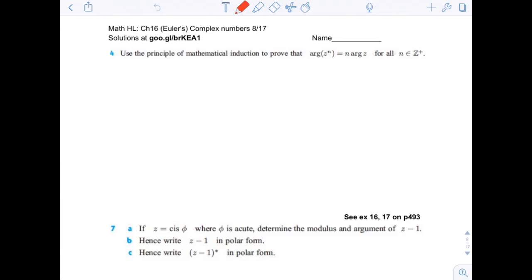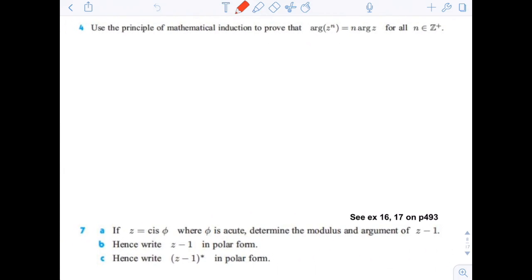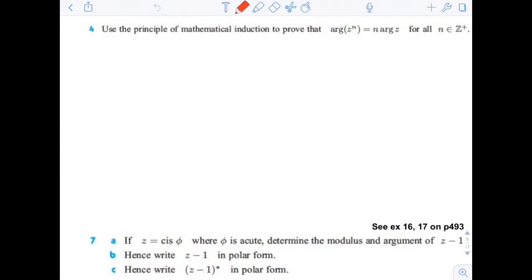Page 8 of Chapter 16, Complex Numbers and Eulers for MHL. Number 4, use the principle of math induction to prove that arg of z to the n is equal to n times arg of z for all n that are positive integers. Okay, so remember math induction.